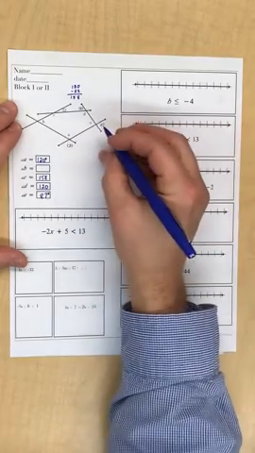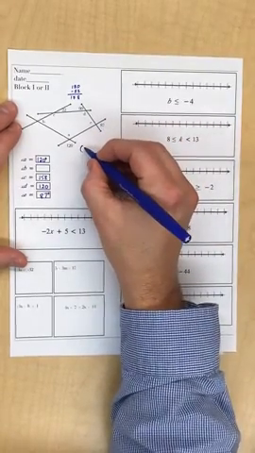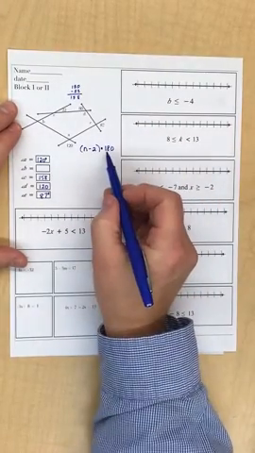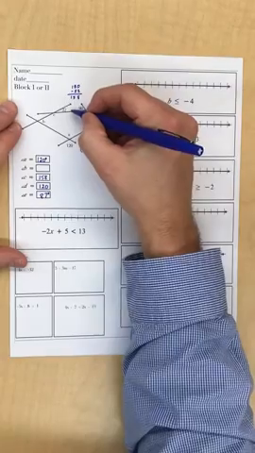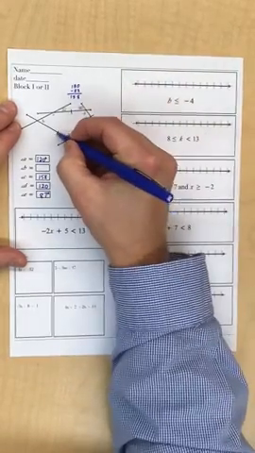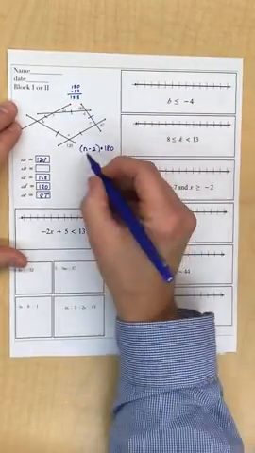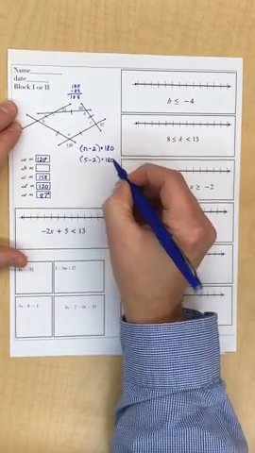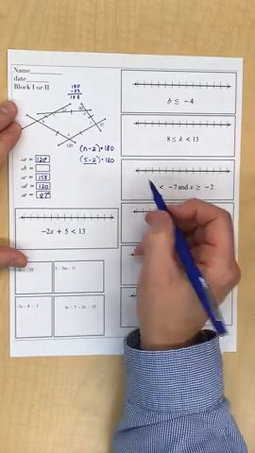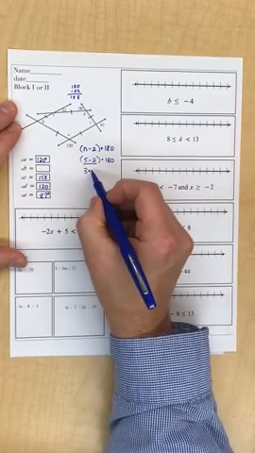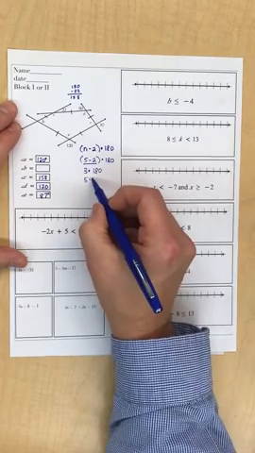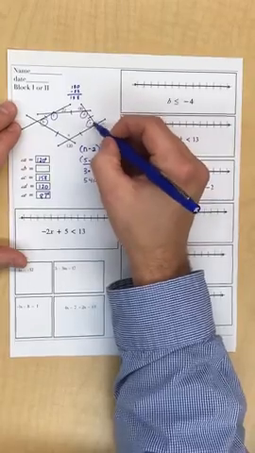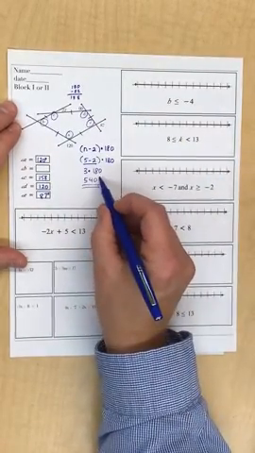Now, the formula for the angle sum of a polygon states that the number of sides minus 2, times 180. This polygon has 1, 2, 3, 4, 5 sides. So I'm going to plug in 5 for the number of sides. 5 minus 2 is 3. I know that I need to do parentheses first. The difference is 3 times 180. All 5 of these angles have to have a sum of 540 degrees.